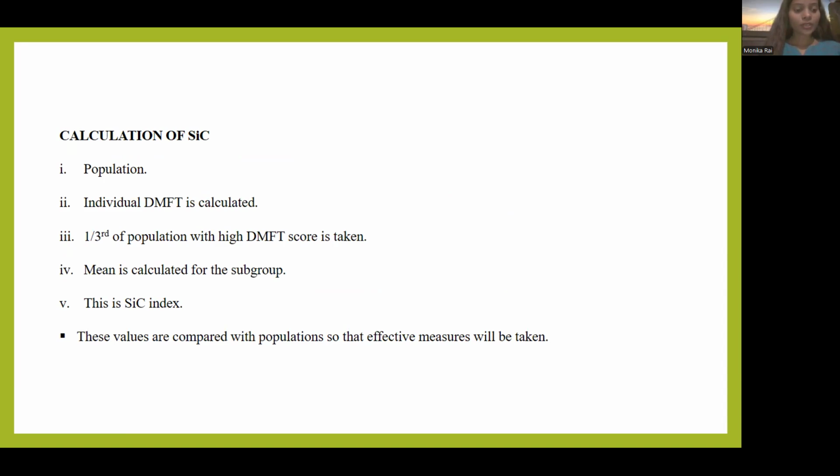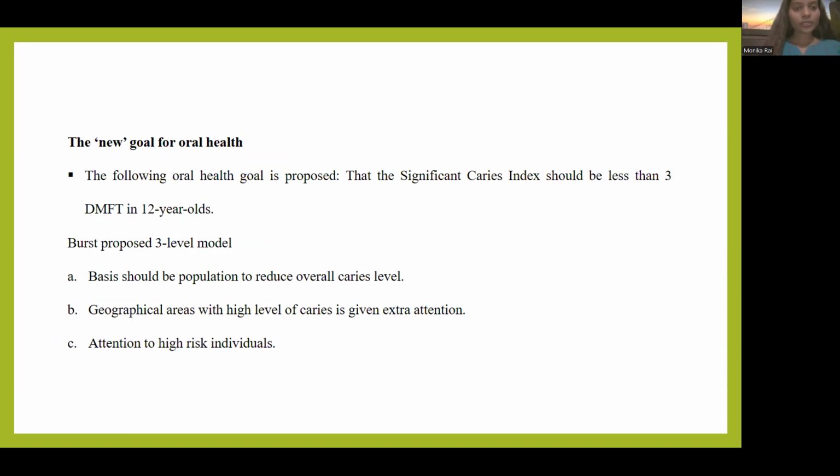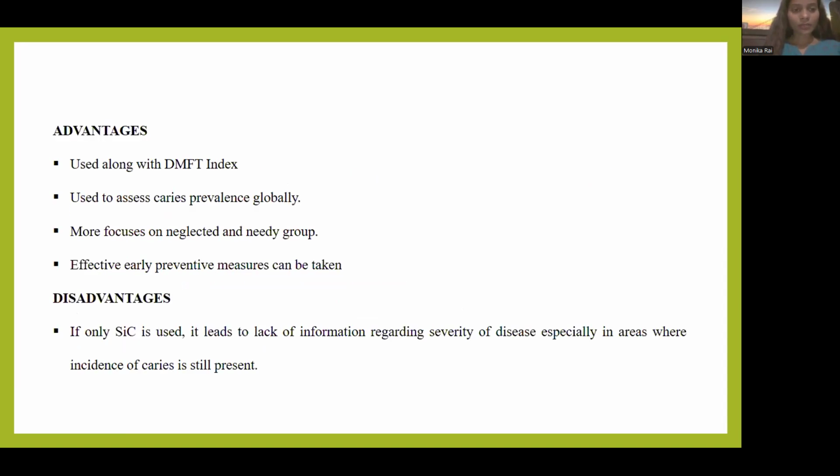So first we sort individuals by their DMFT values, then select the top one third of the population with the highest caries scores. Then we calculate the DMFT for this subgroup and use it as the SIC index. Now the new goal for oral health: the significant caries index should not be more than 3 DMFT in 12 year olds. Burt proposed a 3-level model. Basis should be the population, to reduce the overall caries level. Geographical areas with a high level of caries are given extra attention, along with high risk individuals.